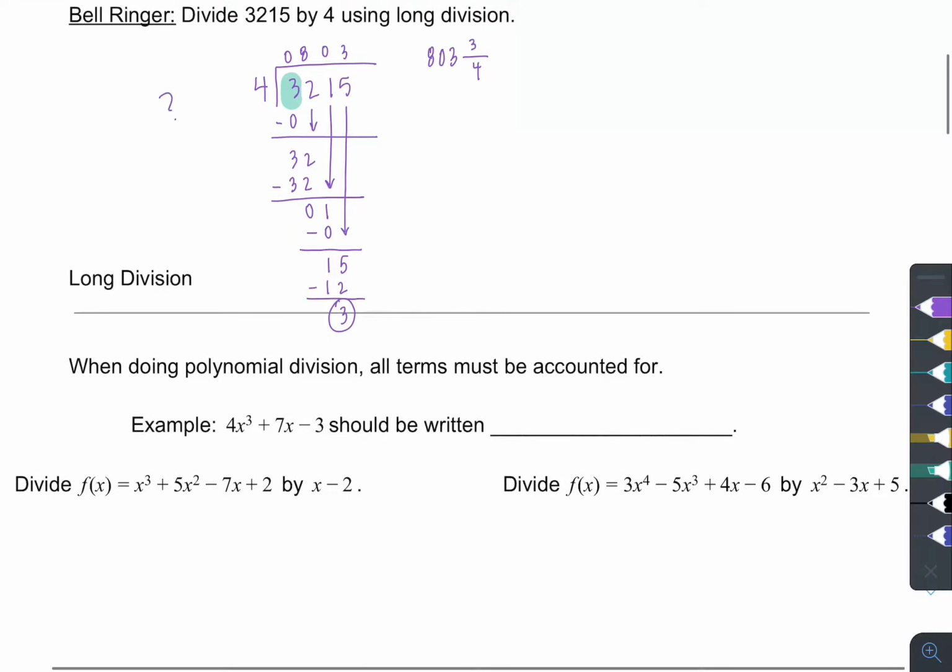Just a note here, we've got a factor missing. You'll notice we have x to the third. We want to make sure we write in that missing factor. Otherwise, we will get confused as to what we're dividing. So make sure you write in that missing factor there.